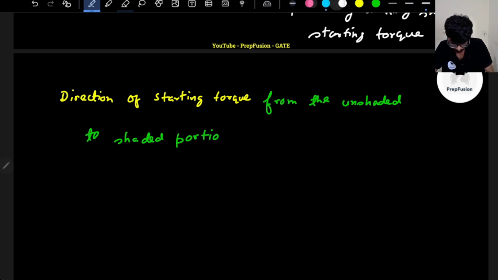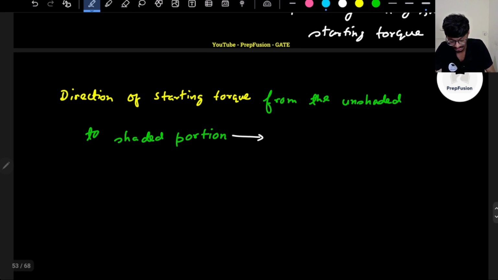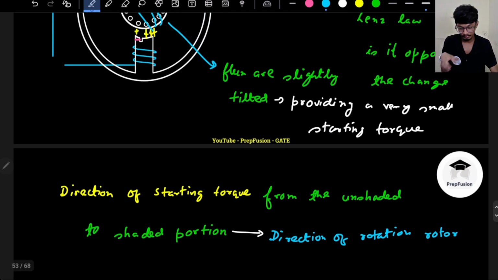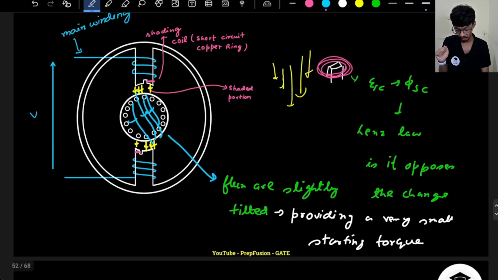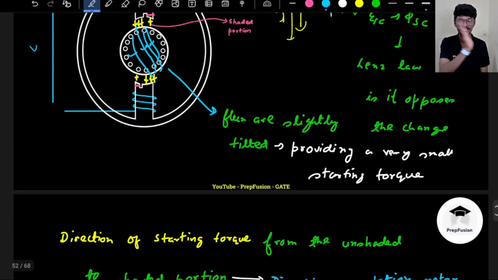So what I can say is basically this is the direction of the rotation of the rotor. The direction of rotation of the rotor is the same as the starting torque, right? This sometimes gets asked in examinations: what is the direction of rotation of a shaded pole motor? It will be from the unshaded portion of the pole to the shaded portion.